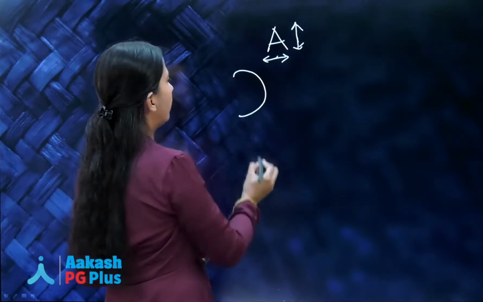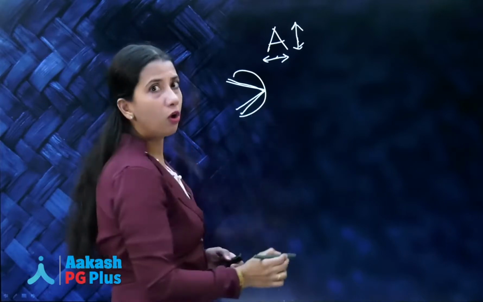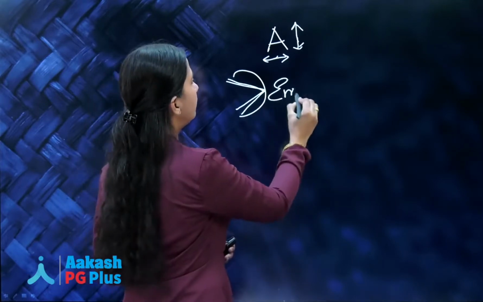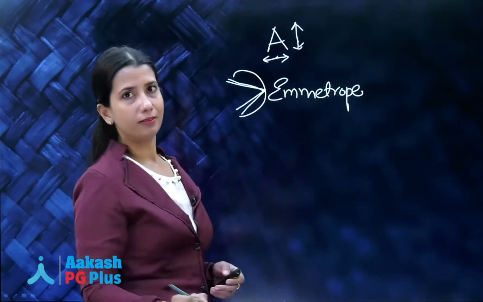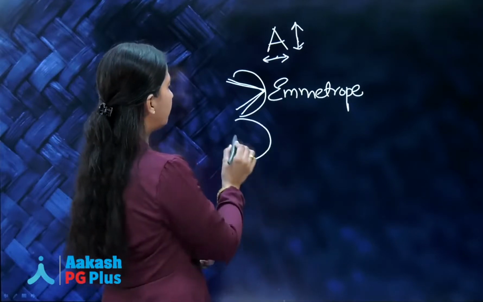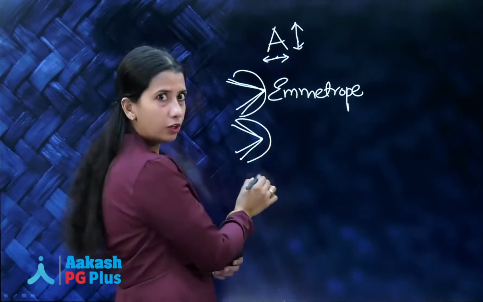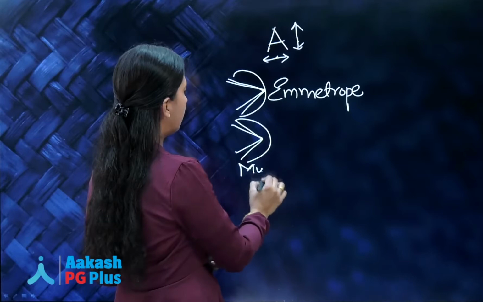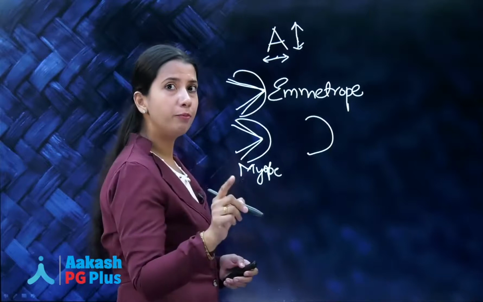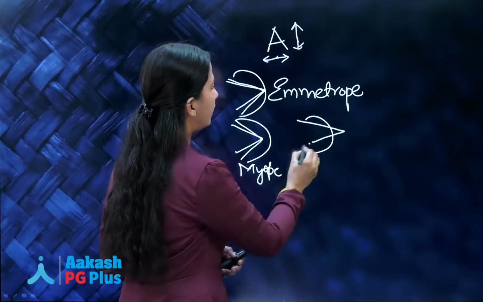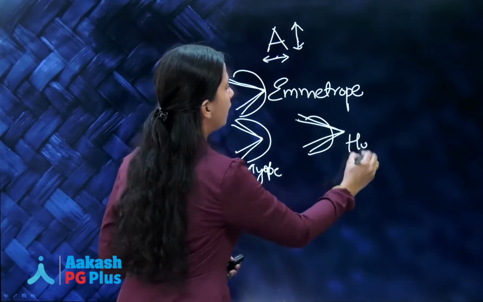Now suppose this is your eye. If both the horizontal and the vertical rays are focusing on the retina, then the patient is emmetrope, which means they don't need glasses. If both the rays are focusing at the same point in front of the retina, then the patient is a myope. If both the rays are focusing at the same point but not at the retina, behind the retina, then the patient is a hypermetrope.